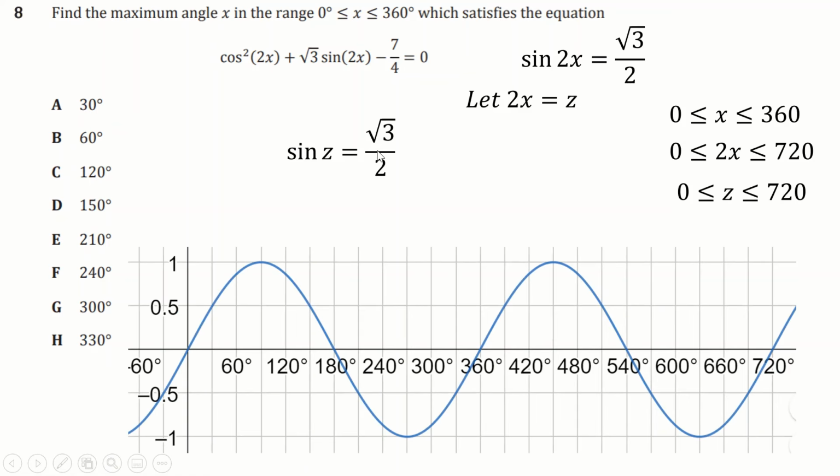And now I'm looking for this answer in this range. So I'm going to draw a sine graph between 0 and 720. And then I should know off the top of my head that the principal solution of sine inverse root 3 over 2 is 60.